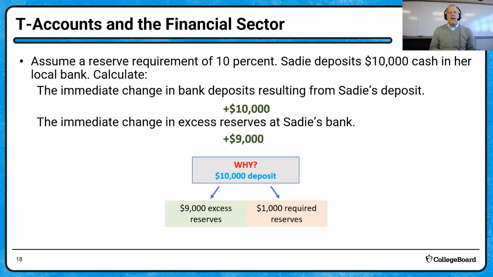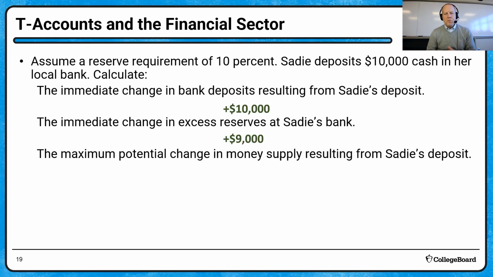That's the money the bank is able to lend. Don't lose sight of that. That's important. Okay, so first two questions done. Those are immediate changes. Pay attention to that wording, because you're going to see different types of questions, different types of wording. Immediate change says she put in the money. What happens next? What happens right away? Now let's talk about down the road. What's going to happen over time?